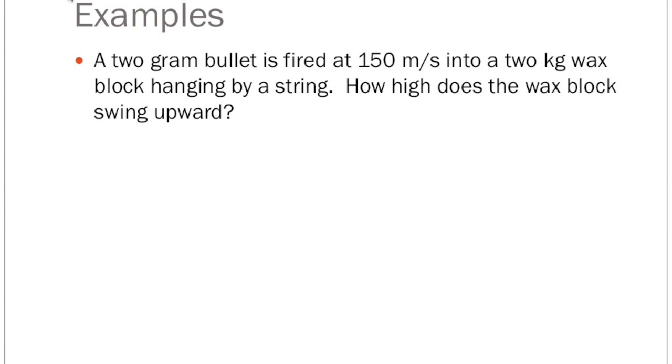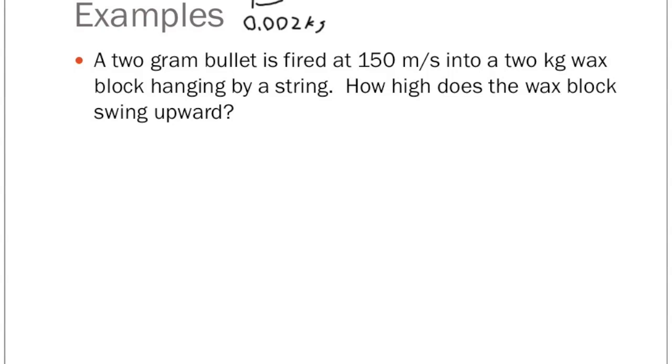We have a 2-gram bullet fired at 150 meters per second into a 2-kilogram wax block hanging by a string. The question is, how high does the wax block swing upward? Let's think through what this would look like. So we start off with this little bullet that is 2 grams, so that's going to be 0.002 kilograms. And our bullet is fired at a speed of 150 meters per second into a wax block that is hanging by a string.